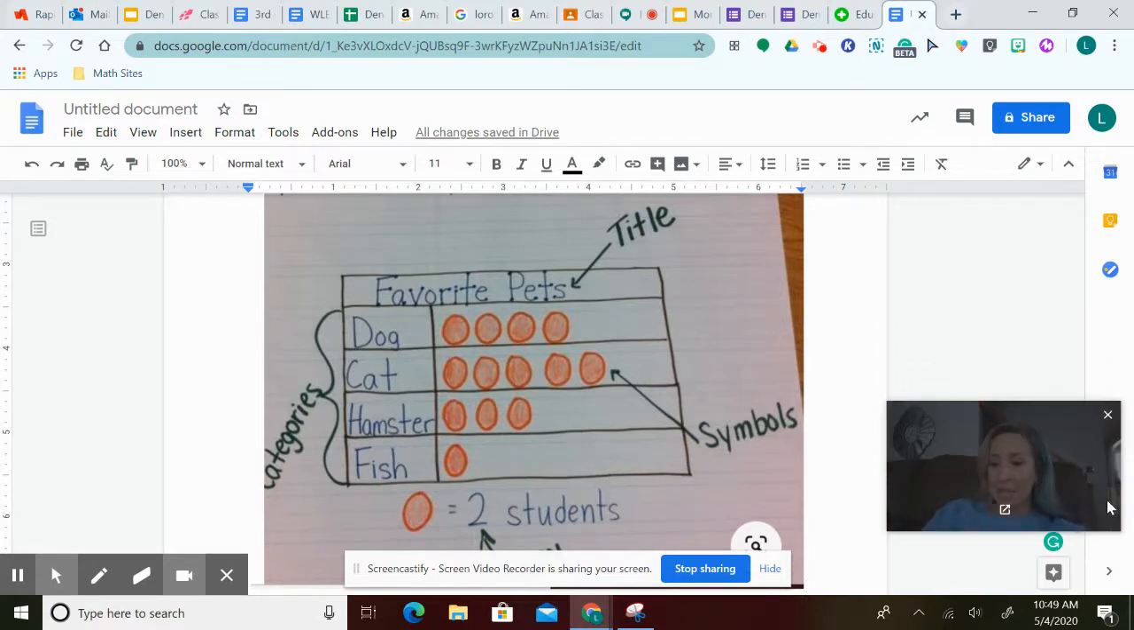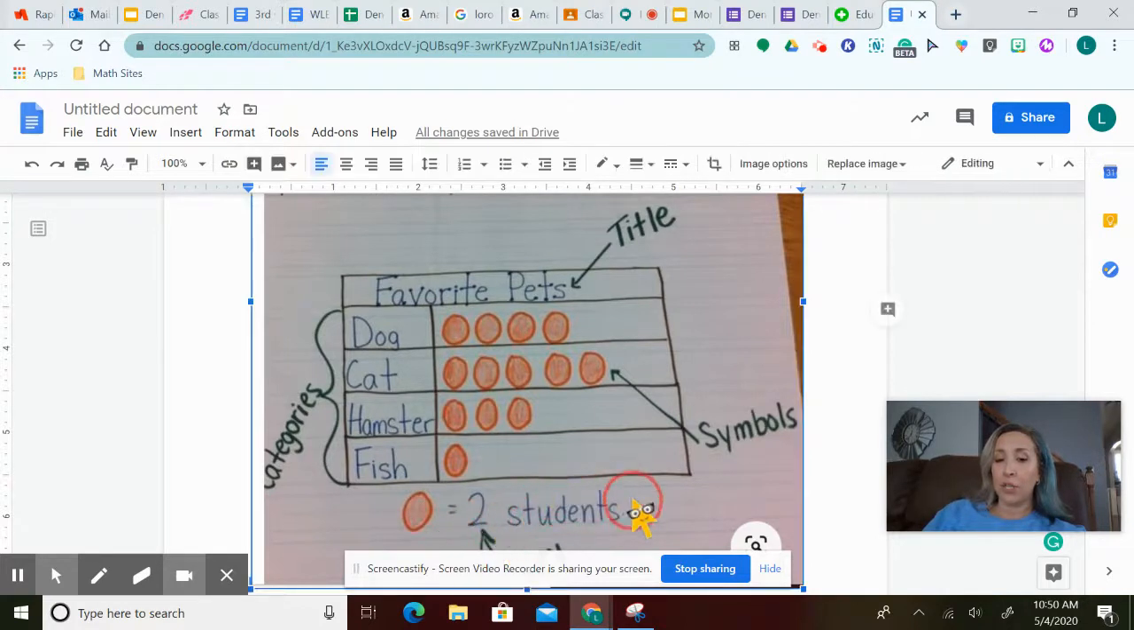Another important thing is that a pictograph has a key. So the key is going to show the value of each symbol. So I can see each circle represents 2 students. So I have to make sure that I add a key onto my pictograph.